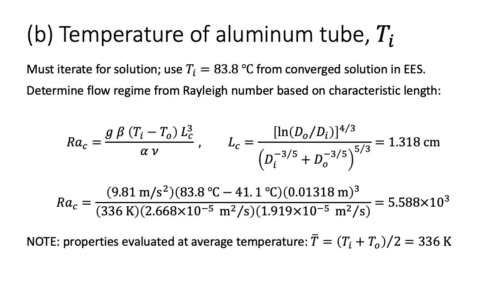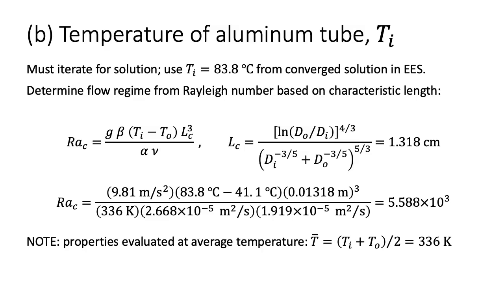For part B, to calculate the temperature of the inner aluminum tube, we will use a correlation for an effective thermal conductivity for the natural convection in the annulus. To do so, we again need to determine the flow regime from the Rayleigh number. Once again, this requires that we know the temperature of the inner tube that we are solving for. Thus, this calculation also requires an iterative technique.